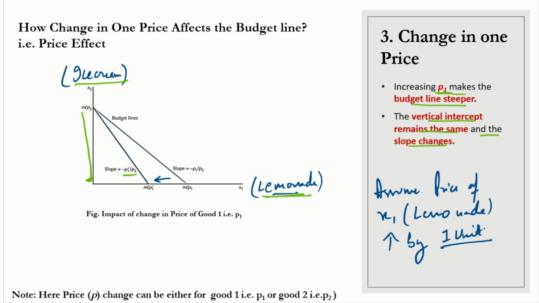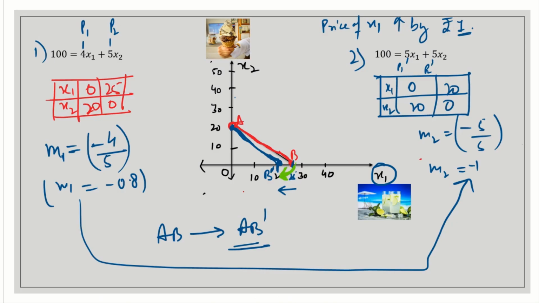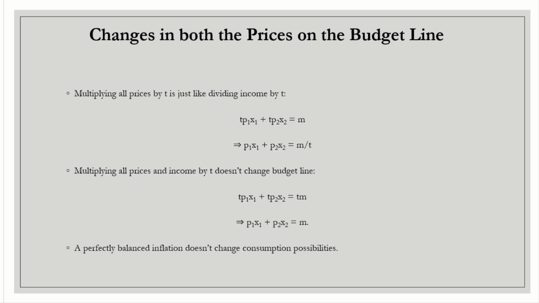This is the vertical intercept, so this is going to remain the same. Only what is going to change is the slope. Like this had a slope greater than this line, and the slope of this line was less than that of this line, like you have observed. AB prime had a greater slope than AB. So this is about what impact the price change induces on the budget line.